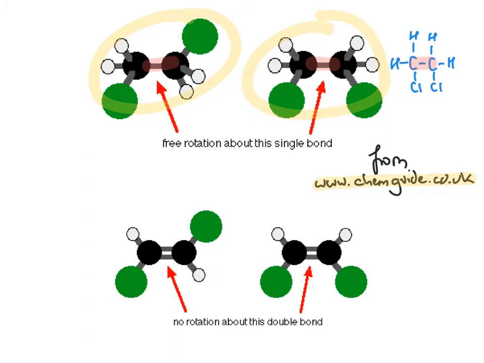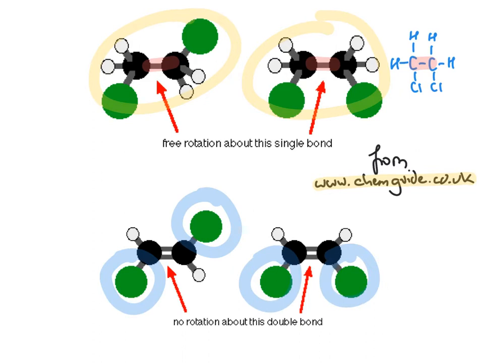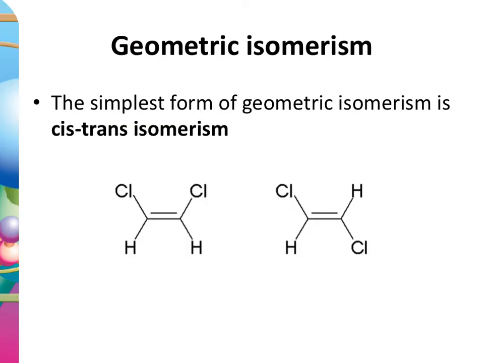So we have a very clear different spatial arrangement. We've got the chlorines on sort of, I guess you could call them opposite sides or across from each other. Maybe across from each other is better, actually, thinking about where we're going next. Or they are on the same side, okay? But you can't twist one into the other like you can with the haloalkane at the top. So the simplest form of geometric isomerism is cis-trans isomerism.